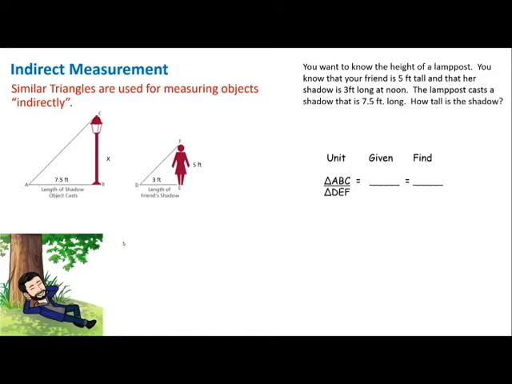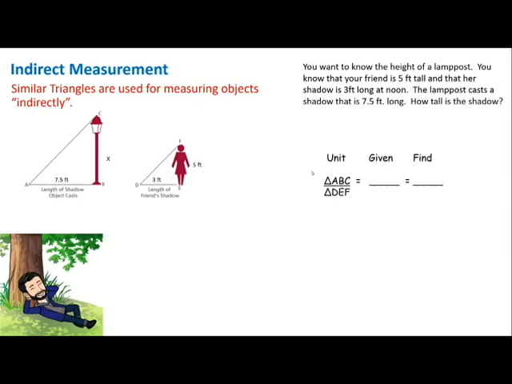Once I know that they're similar, then I know that the ratio between corresponding sides of this triangle is going to match the ratio of the corresponding sides of the lamppost triangle. Now notice that I have triangle ABC here, and I have triangle DEF here. ABC being the lamppost, and DEF being the person, or in this case, myself. Here's what I need to do.